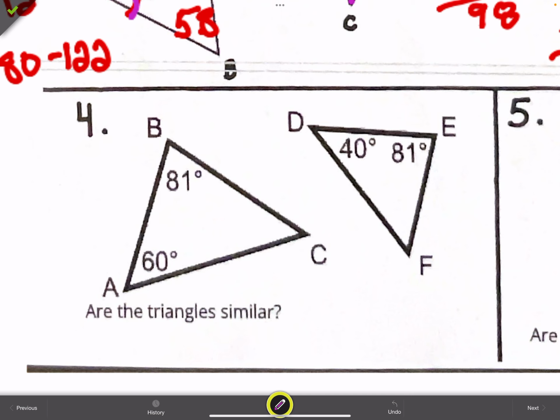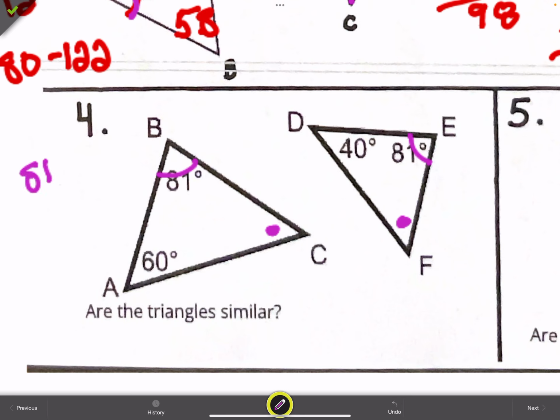At first glance, I do see that angle B is congruent to angle E. Okay, they're both 81. But then I see I have no other angles that are congruent. So what am I going to do? I'm going to find the third angle for this triangle and the third angle for this triangle and see, is there anything that I can match up?